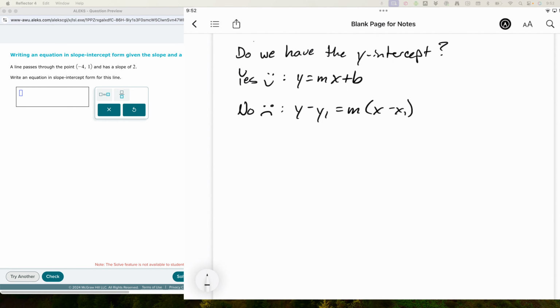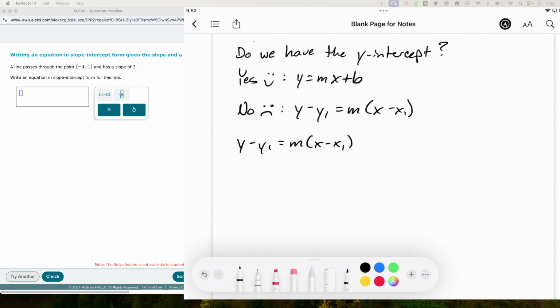And in the case of this first one, we are asked to graph a line that passes through a point and has a slope of 2. We do not have a y-intercept because that does not say 0, 1, it says negative 4, 1. So we need to recognize that right out of the gate, we are going to have to use the formula that is point slope form. And then it's a matter of just putting the things in that need to go in.